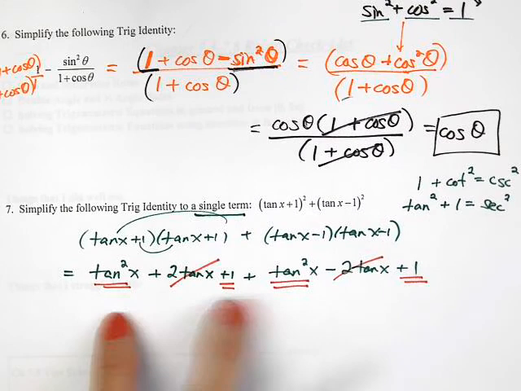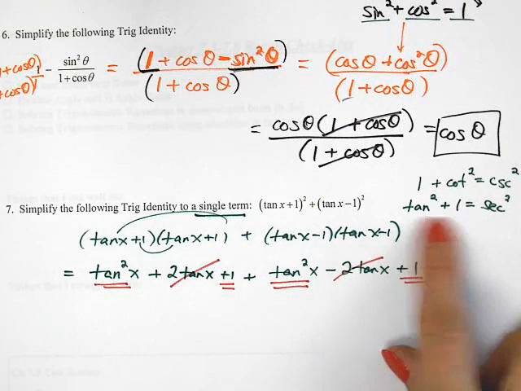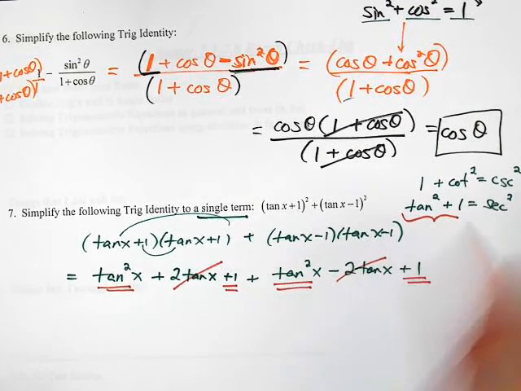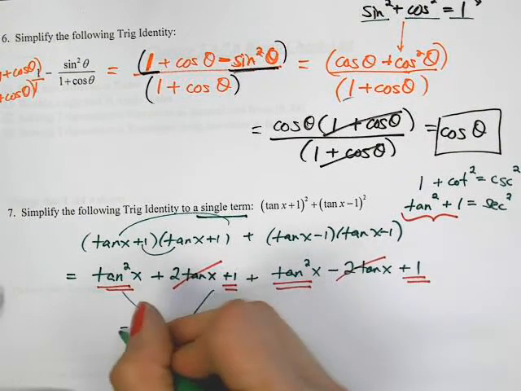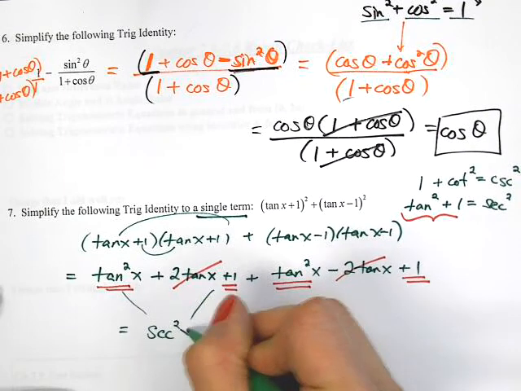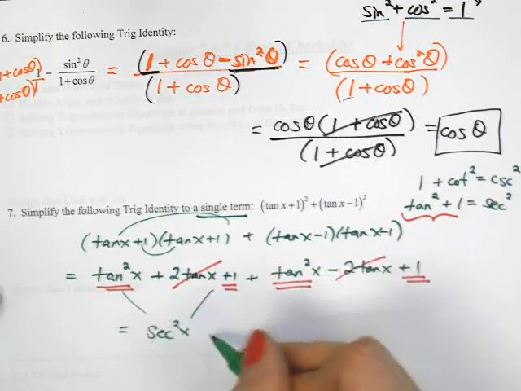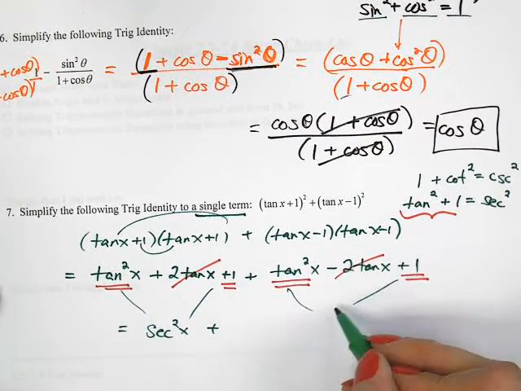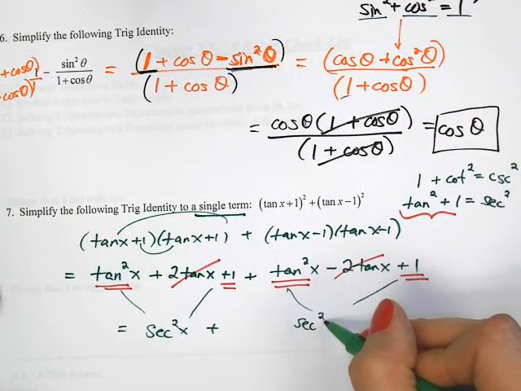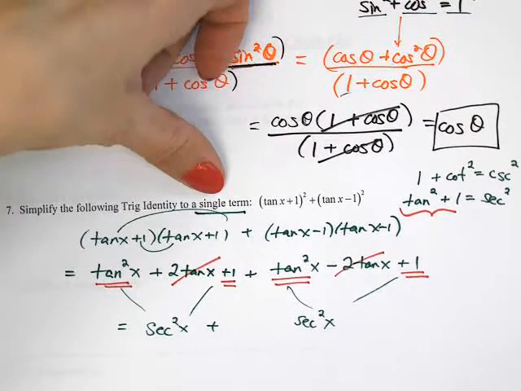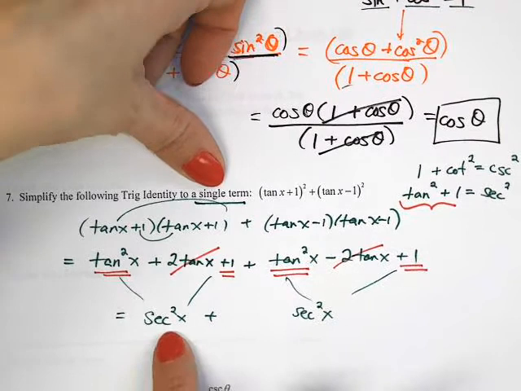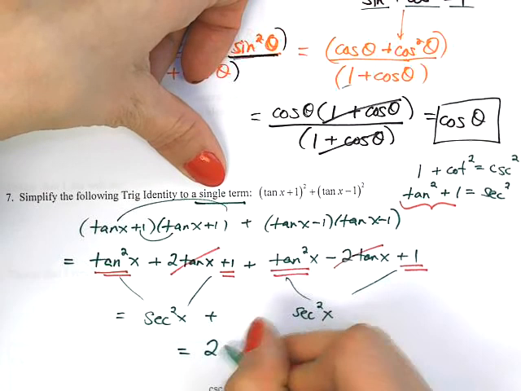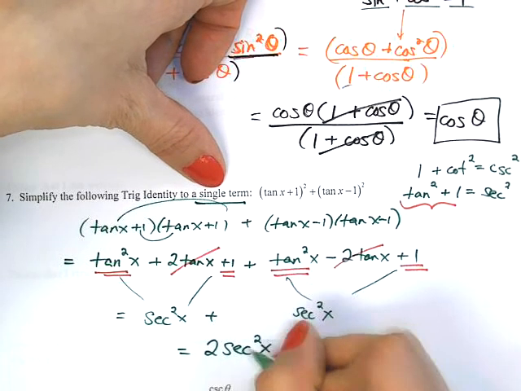I don't think I want to add these together because look right here. What's tangent squared of x plus 1? These two things right here are going to become secant squared of x. I'm feeling good. And these two things are going to become secant squared of x. It's set as a single term. A secant squared plus a secant squared is 2 secant squared of x.